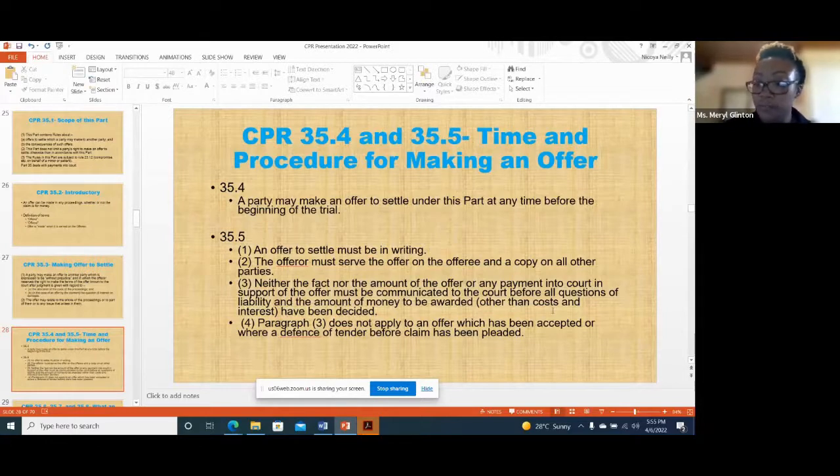An offer must be in writing. It must be served on all other parties to the litigation. So in certain circumstances, you might want to make an offer to a party and not necessarily have the other parties be aware of the full terms of that offer. In that case, you will not be able to come within the scope of this part. But again, as we earlier indicated, that does not mean that you're not still capable of making an offer outside of this part.